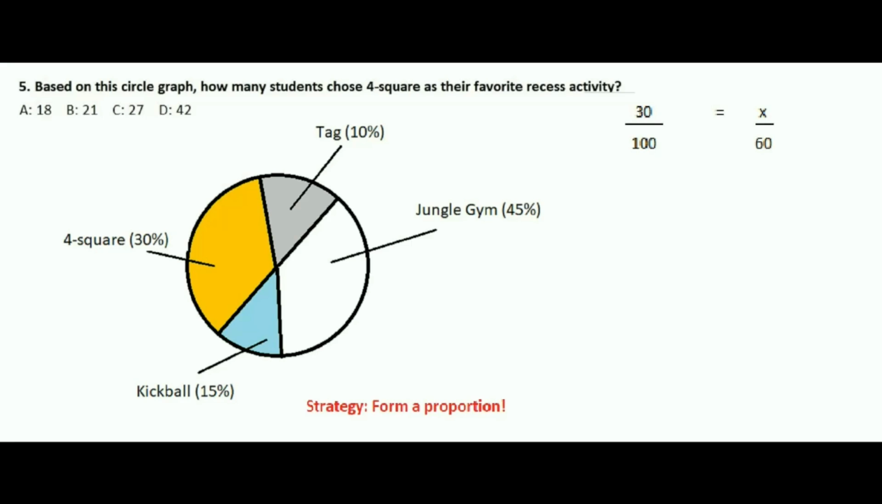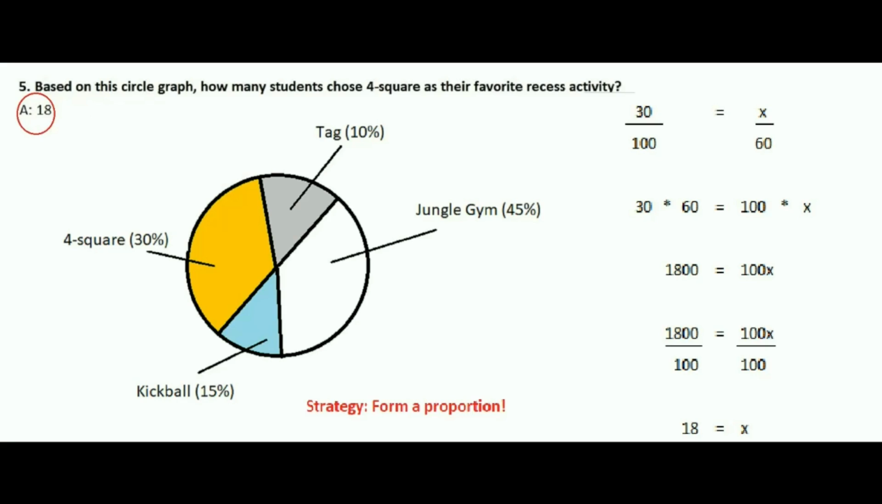Now, we have 30 over 100. 30% is 30 out of 100 equals some number of students, which I'll call X because I have no creativity left, over 60. Now, if we multiply these, it's 30 times 60 equals 100 times X. 1800 equals 100X, and now we use the division property of equality. Divide by 100, X is 18. So what we're saying is 30% of 60 is 18. And it is. The answer here is A.